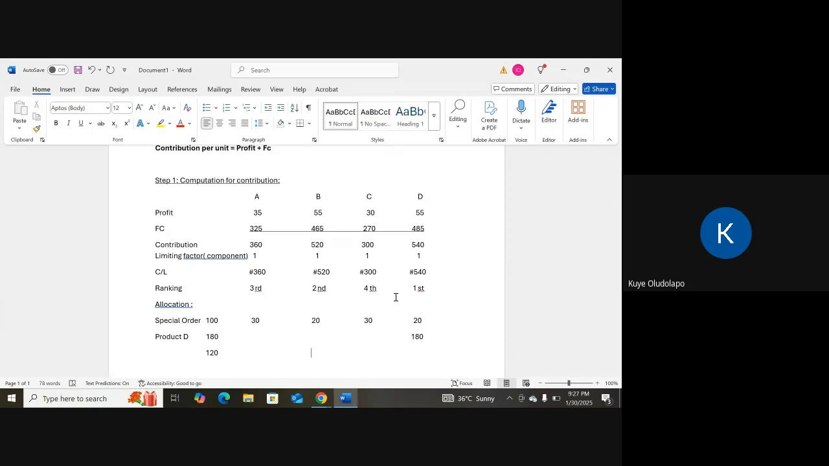Yes, sir. So if the total order for B is 200, but the balance is not up to 200, then we have to allocate the 120 to him. Let's assume the balance is more than what is requested. You understand? Because it's also requesting 180 to complete 200 now. But since our balance is 120, then we have to allocate the 120 to him. Is it clear? That's the remaining component.